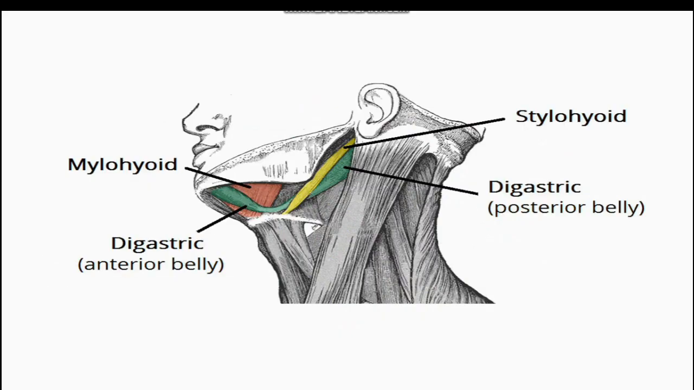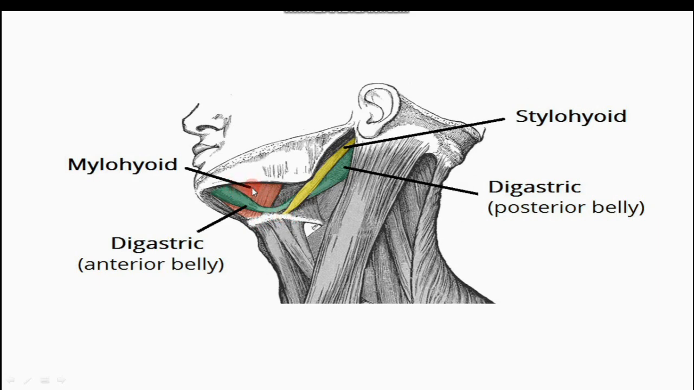Extraorally, after removing the skin, we see the fascia and platysma. We see this region, the submandibular region, and we see the suprahyoid muscles. Here is the hyoid bone. This white color is the hyoid bone, and here we see the suprahyoid muscles.